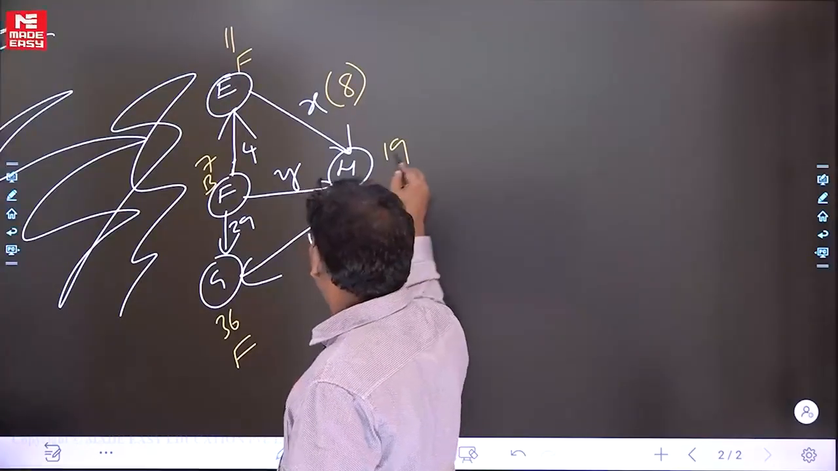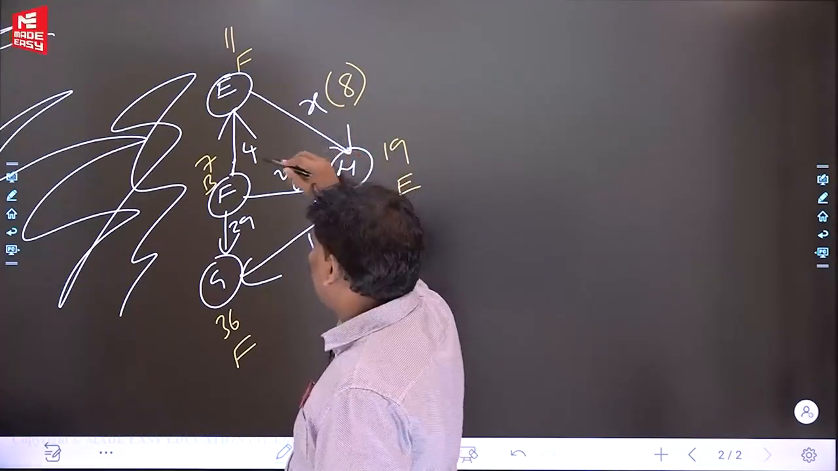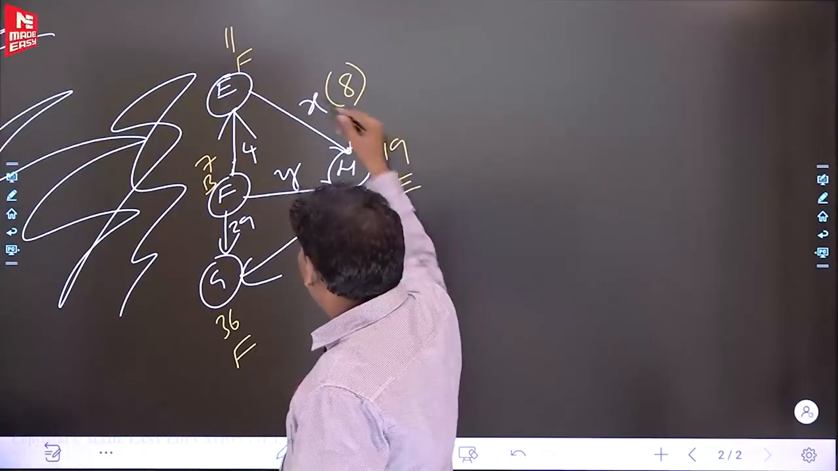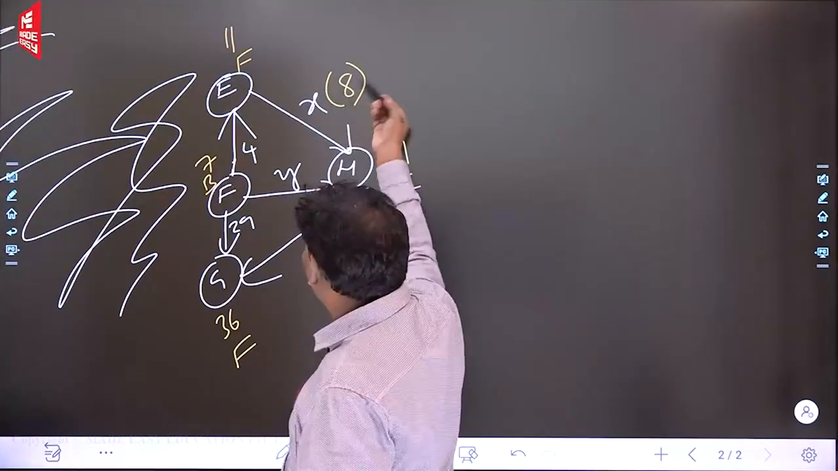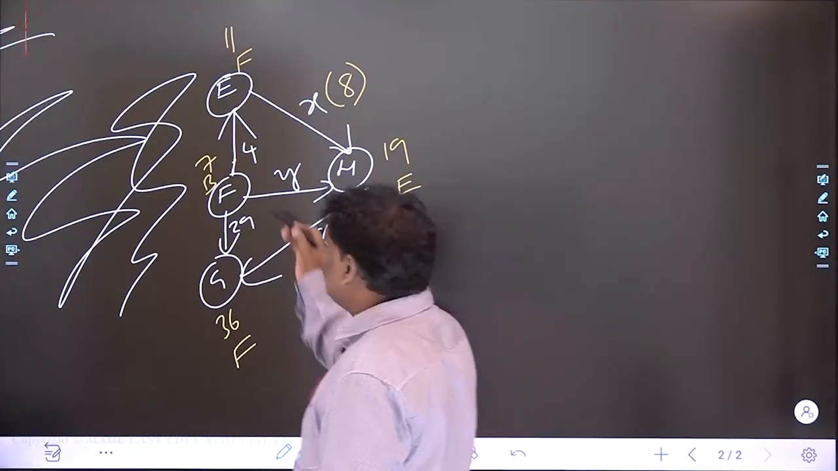7 plus Y is also one more possibility. One possibility is 11 plus X. One more possibility is 7 plus Y. 11 plus X is 19, which means X should be 8. That's okay. Next one. F plus, listen everyone, F is already 7.